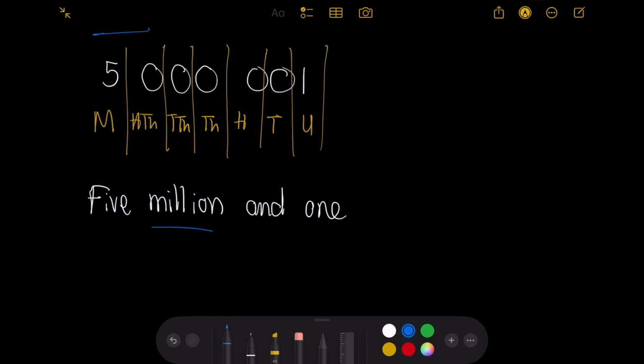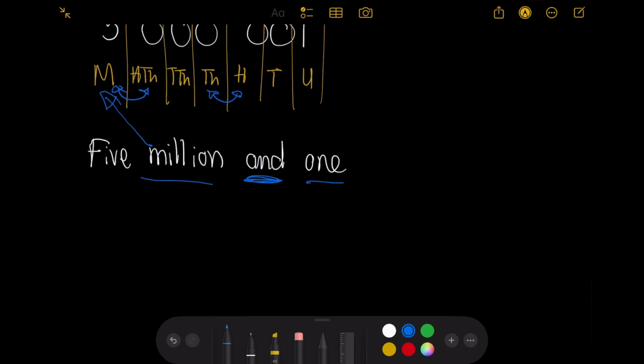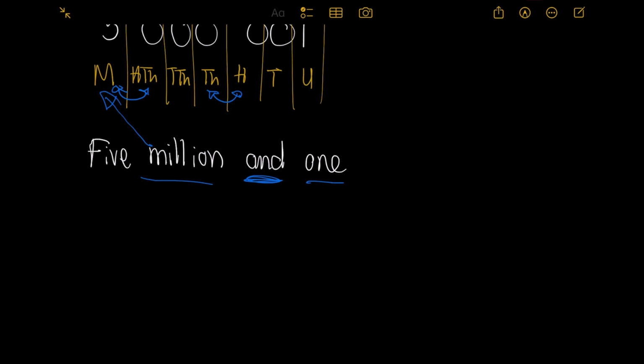Why? Because the 5 is part of the million column. When I transition from here to here, one of the values is a 0. There's no need for a comma. When I transition from thousands to hundreds, they're both 0, no need for a comma. And therefore, I need to use and to link the two columns together. Of course, I just write 1 as I normally would.